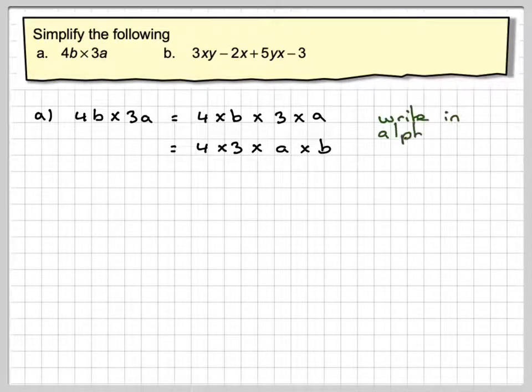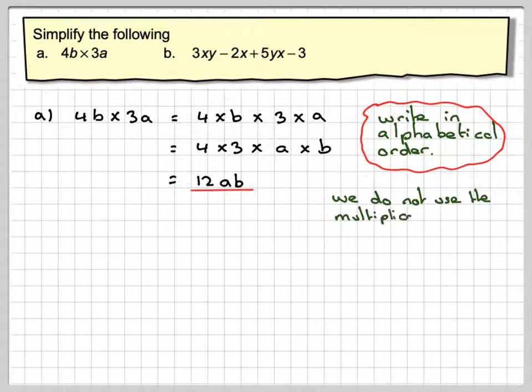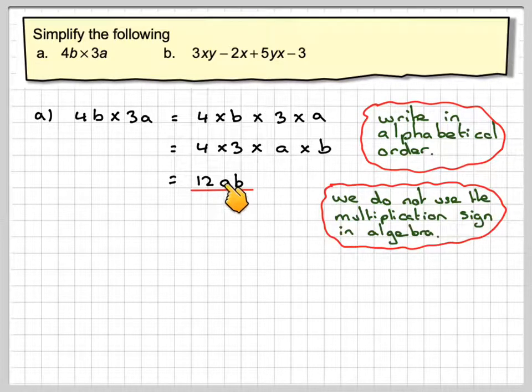So make sure you write letters in alphabetical order, it will help you. 4 times 3 is 12, and then a times b we just write as ab. So the final answer is 12ab. We do not use the multiplication sign in algebra. So this is the answer to this.